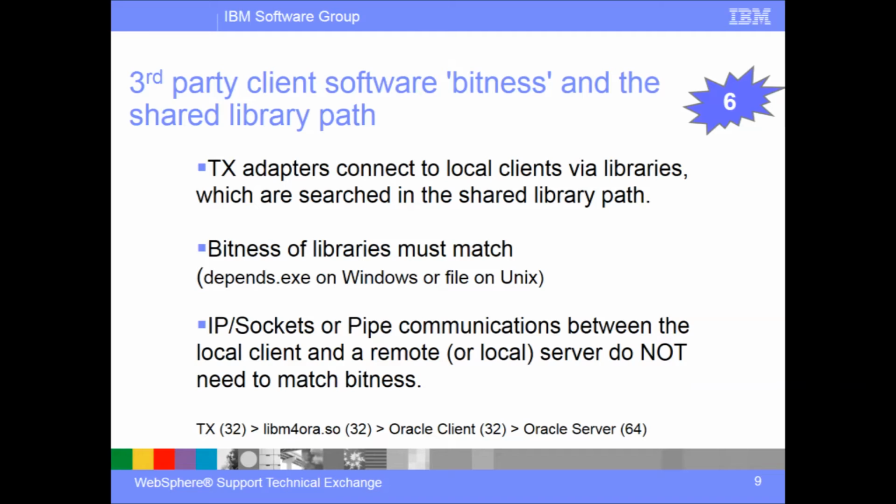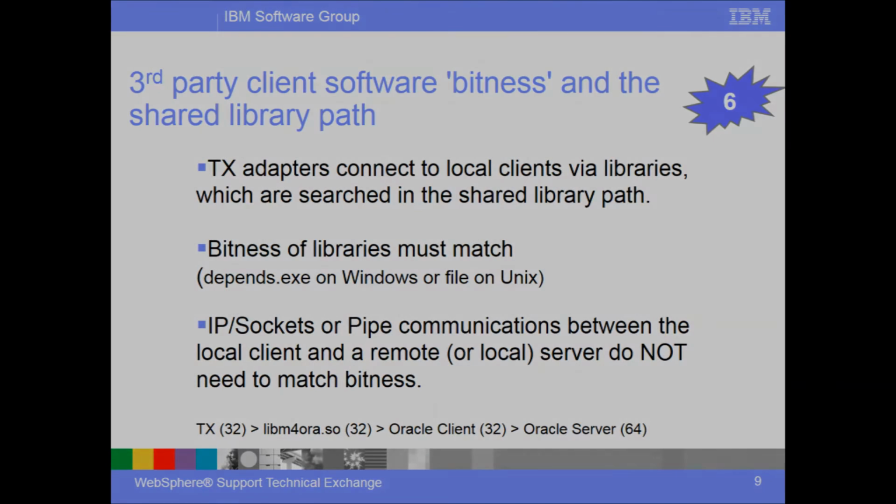When using IP, sockets or pipe communications to remote or even local server listeners, the remote software need not match bitness. The example shown at the bottom is where TX on a 32-bit Unix platform communicates through the local Oracle client, which must be 32-bit also, with a remote, or possibly local, server, the bitness of which is unimportant.